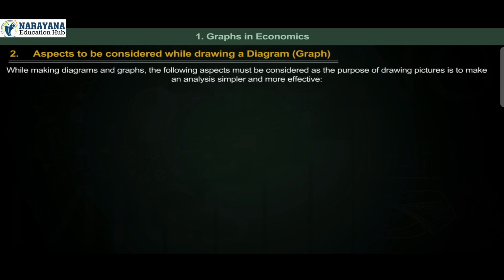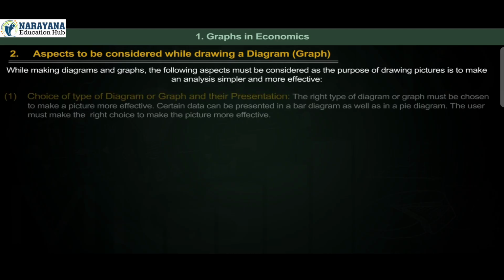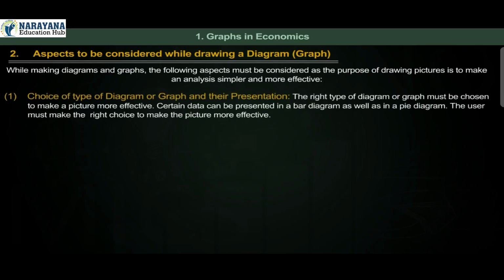Aspects to be considered while drawing a diagram, that is, graph. While making diagrams and graphs, the following aspects must be considered, as the purpose of drawing pictures is to make an analysis simpler and more effective. 1. Choice of type of diagram or graph and their presentation.